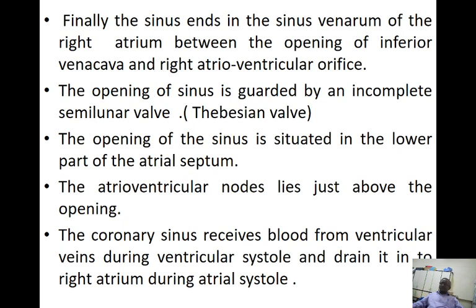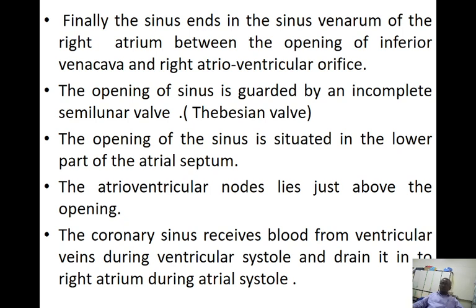Finally, the sinus ends in the sinus venarum of the right atrium between the opening of the inferior vena cava and the right atrioventricular orifice. The opening of the sinus is guarded by an incomplete semilunar wall. It is situated in the lower part of the atrial septum. The atrioventricular node lies just above the opening. The coronary sinus receives blood from the ventricular veins during ventricular systole and drains it into the right atrium during atrial systole. So during ventricular systole, the sinus is receiving blood, and it is draining the blood into the right atrium during atrial systole.